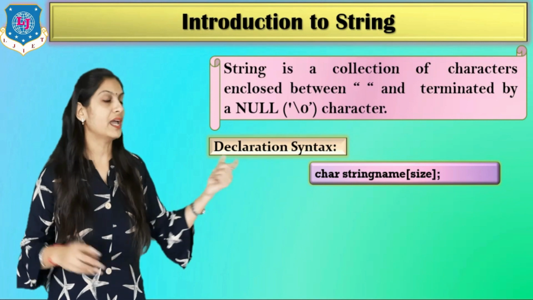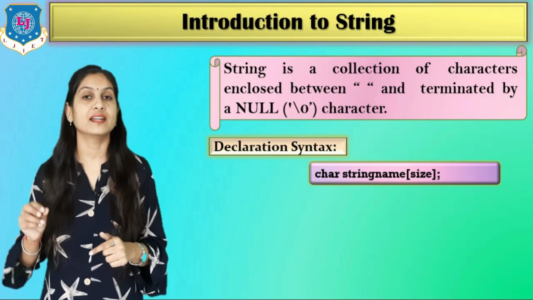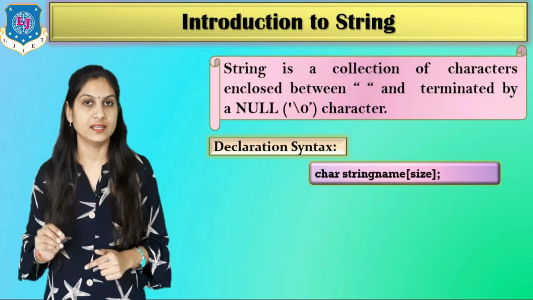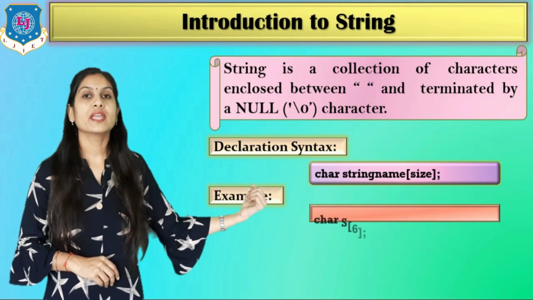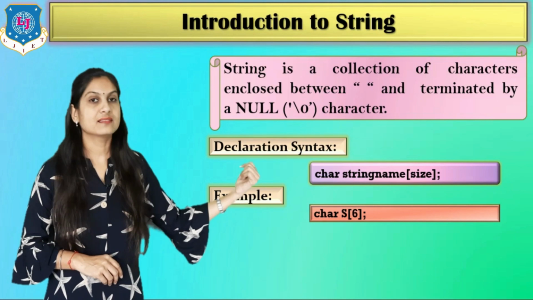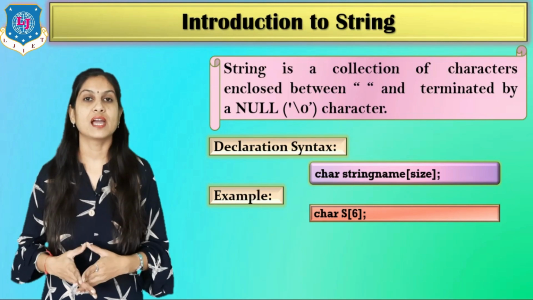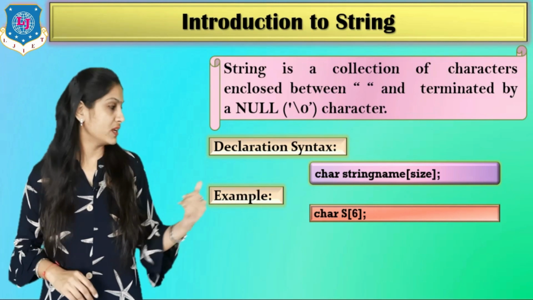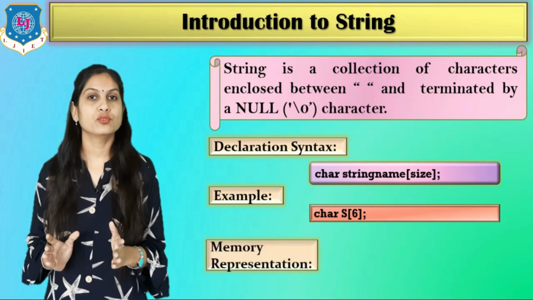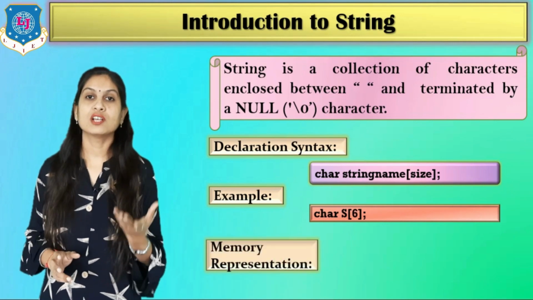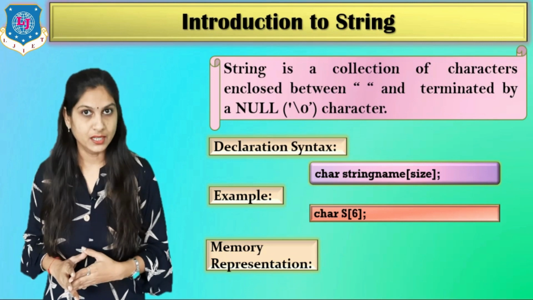Now the syntax for declaring a string is the character data type, that is fixed here, then the string name, and then inside brackets the size, which must be an integer. The example is char S[6], where S is the name of the string and the size is 6. So how many characters can you store? Five only, because the last one is always null.